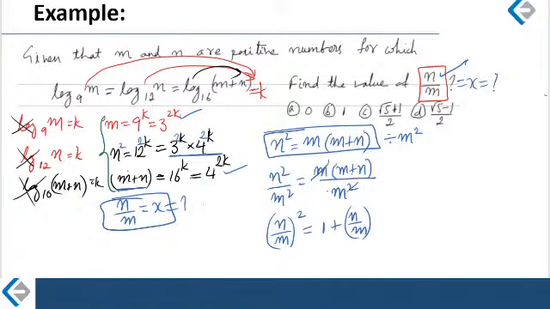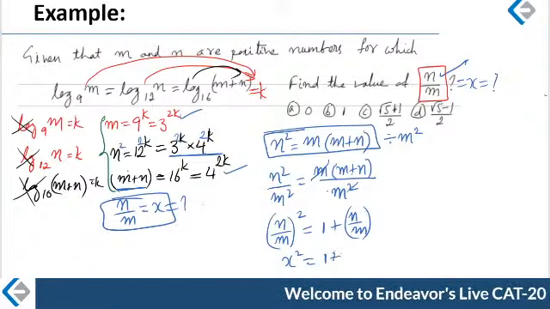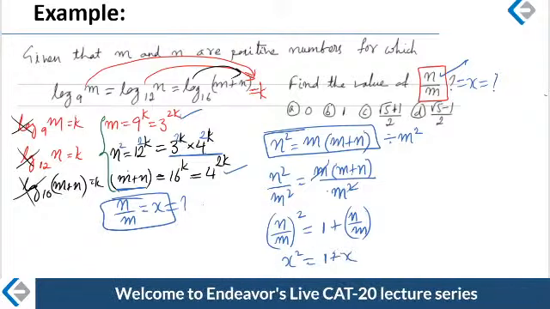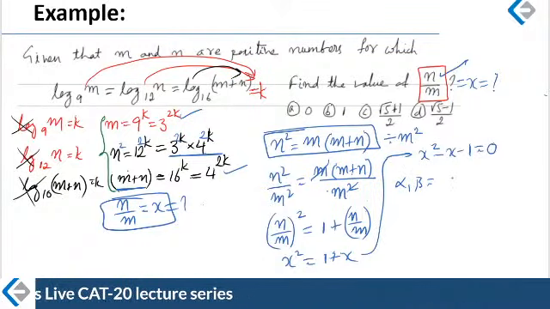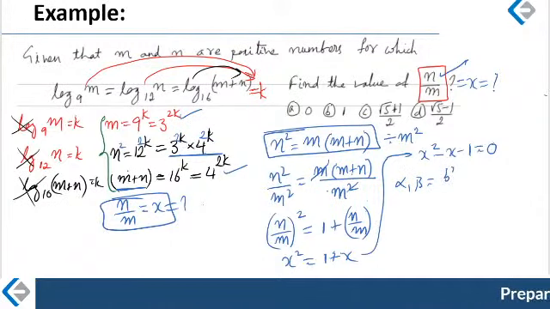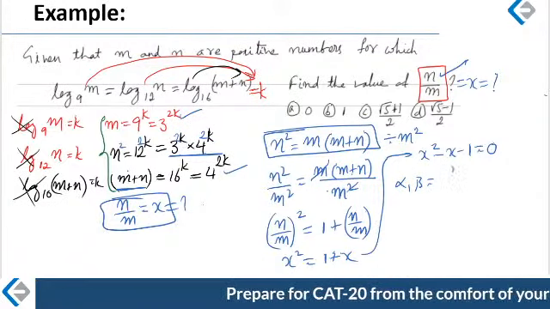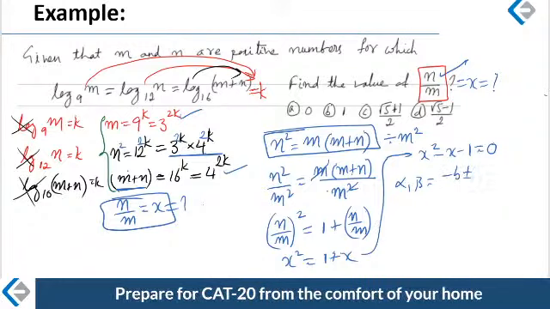What is n by m? n by m, you called it x, therefore it becomes a quadratic. x square is equal to 1 plus x. Perfect. Therefore take this quadratic, which is nothing but x square minus x minus 1 equal to 0. Now what are the roots, alpha and beta? Roots are nothing but minus b plus or minus under root of b square minus 4ac divided by 2a. Apply this, because you are not able to factorize this one here.